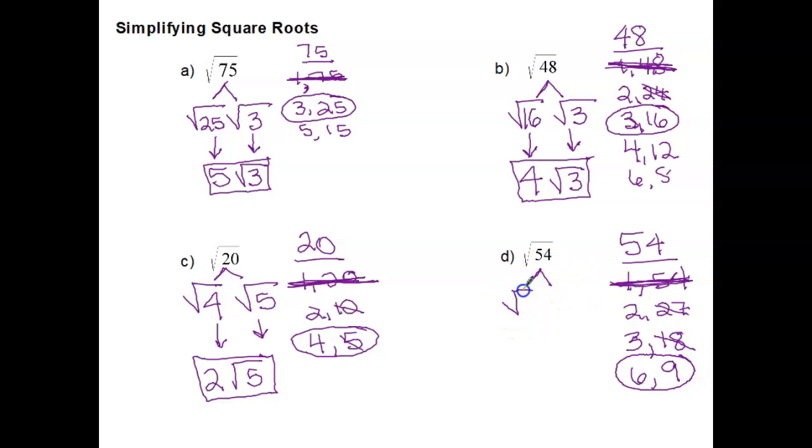So again, break that into 2 separate square roots. We're going to put the perfect one first and the non-perfect one second, and then we're just going to simplify each one of those radicals. So the square root of 9 is 3, and the square root of 6 is going to stay as the square root of 6.